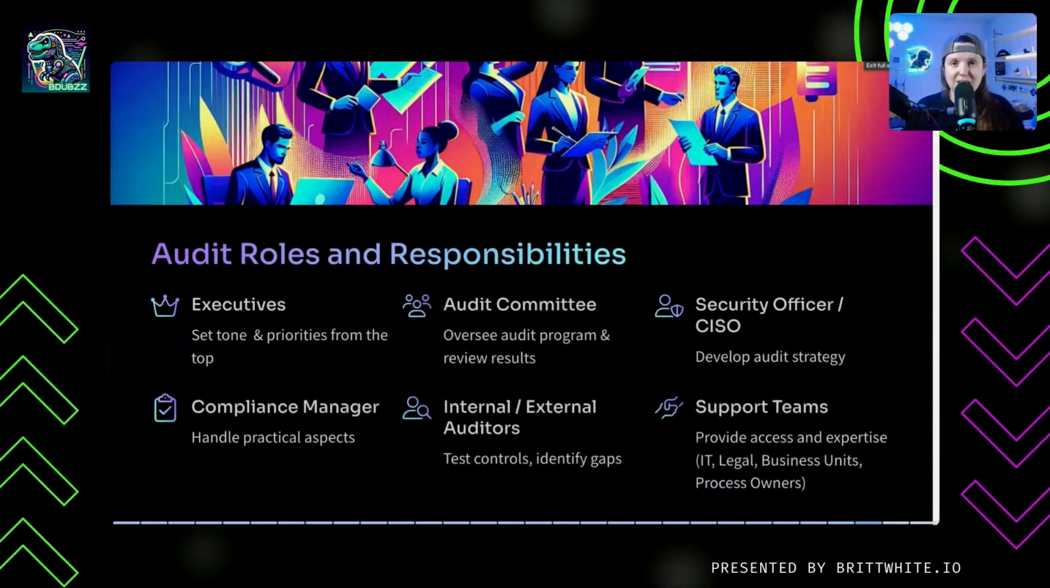They review results, approve major changes to the audit process, ensure auditors maintain independence, and report the most critical findings back to the board. The security officer, or CISO, plays an important role by developing the overall audit strategy and making sure audit findings align with our security objectives. For example, they might identify the need to audit VPN logs after noticing suspicious remote access patterns.